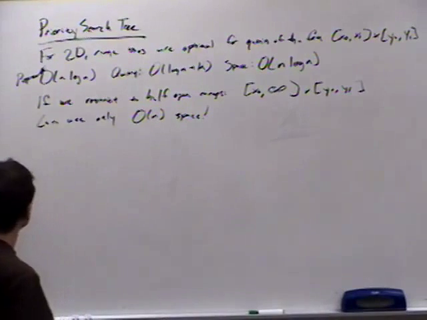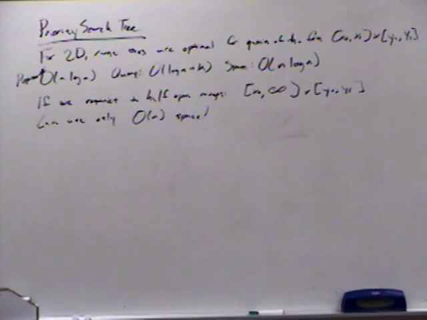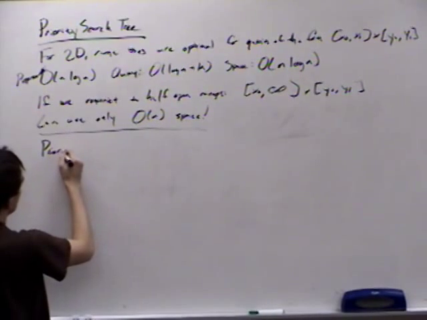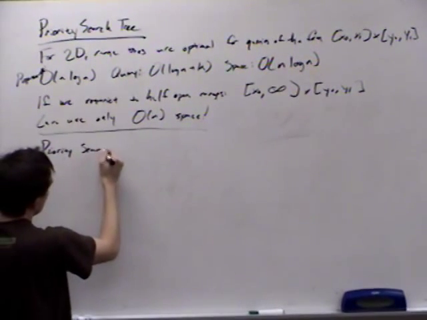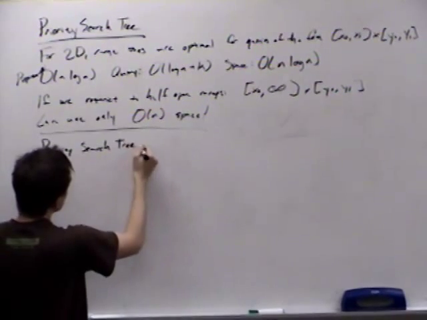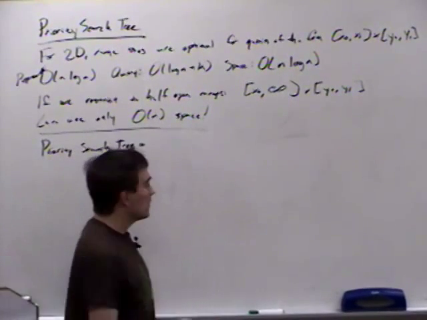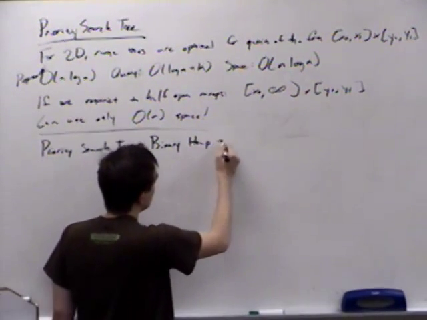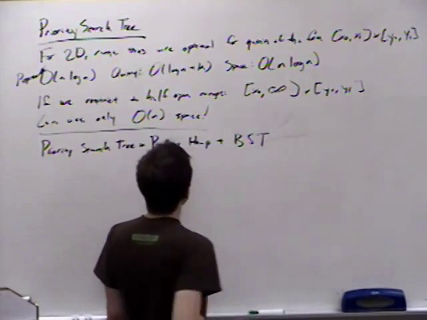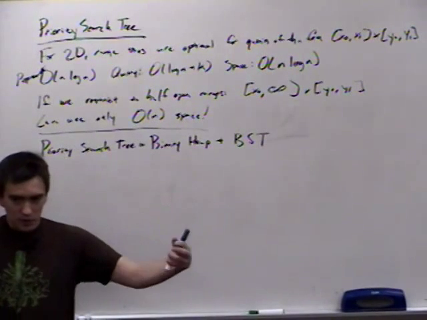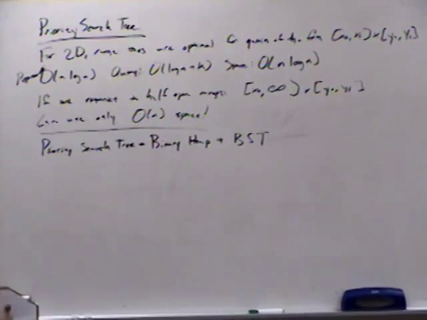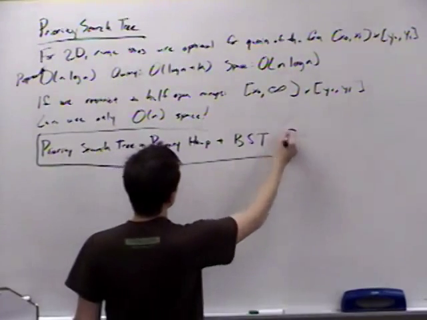So how do priority search trees work? They're basically a combination of two things. They're a mix of a priority queue or a binary heap, combined with a binary search tree. So they're just like a heap and a tree all in one, all smushed into one continuous data structure. So you're just going to kind of mix them up.